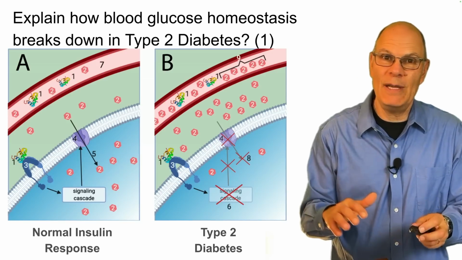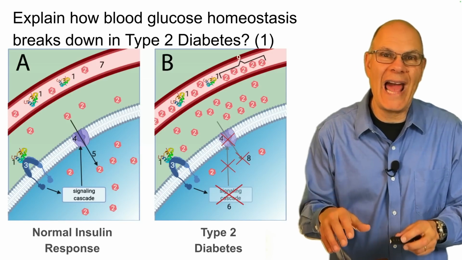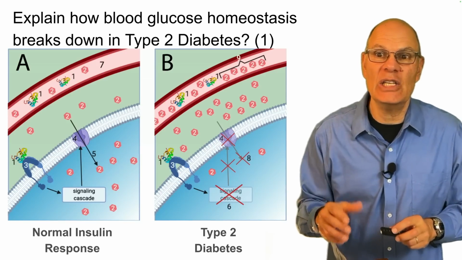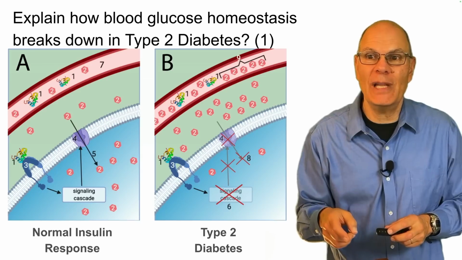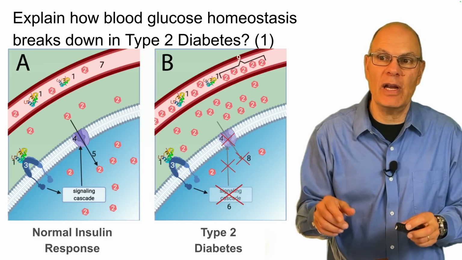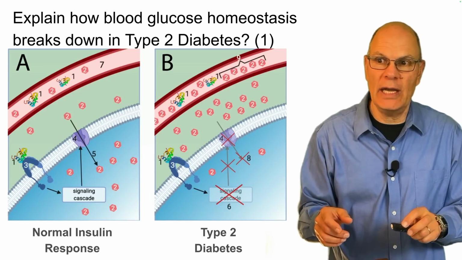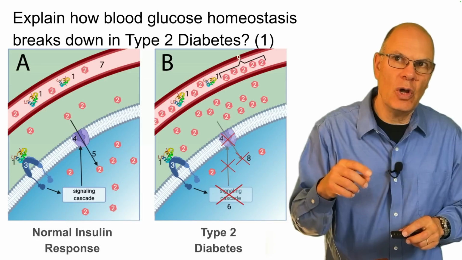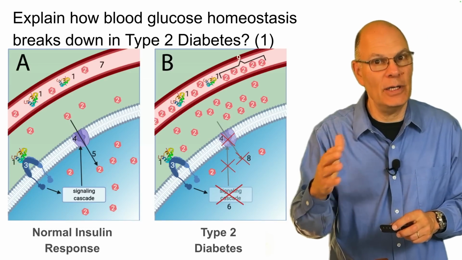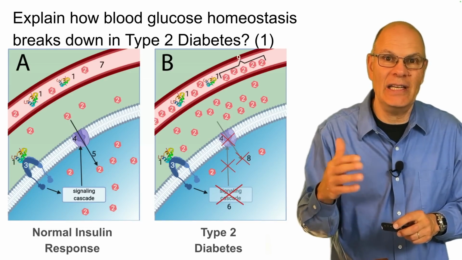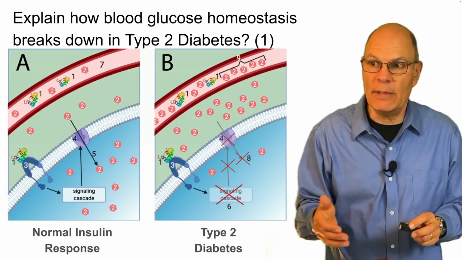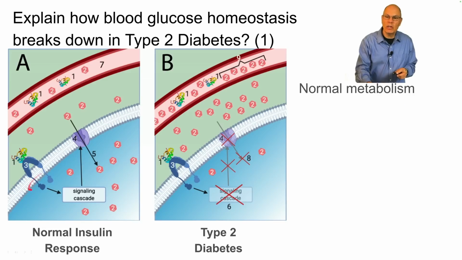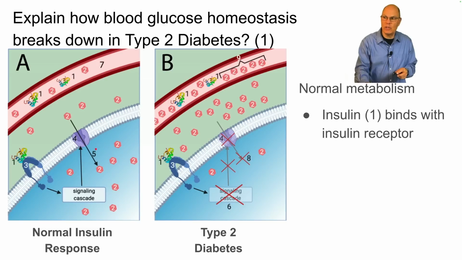An important AP Bio skill is explaining what happens when systems get disrupted. And here we're going to explain how blood glucose homeostasis breaks down in type 2 diabetes. That's also called adult onset diabetes, but increasingly it's happening in teens and even children due to the obesity epidemic in the United States. We're going to look at normal metabolism first, which we just discussed.